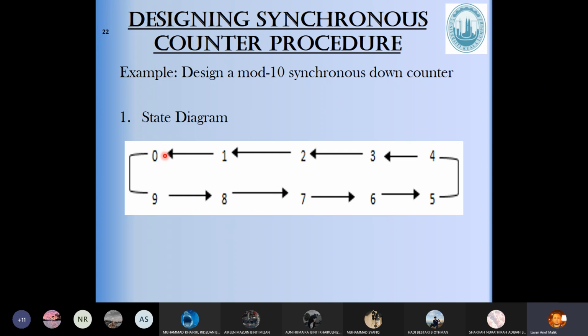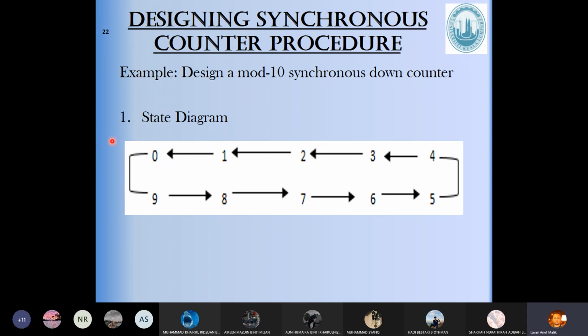So 0 dia akan pergi ke 9. Kenapa 9? Sebab this is a mode 10. Mode 10 adalah counter which has 10 states. When you start from 0, it will end at 9. Okay. So 0 will go to 9, 9 to 8, 8 to 7, to 6, to 5, to 4, to 3, to 2, to 1 and back to 0.